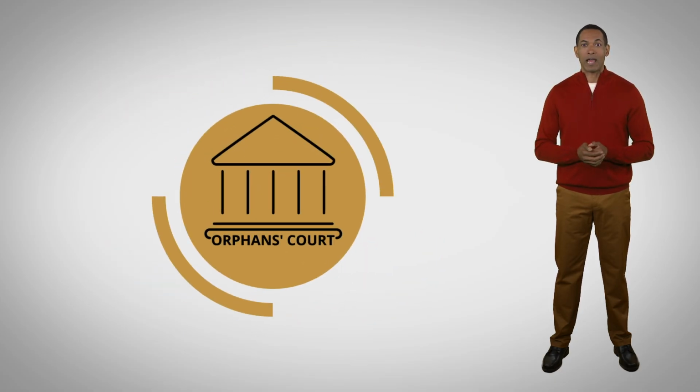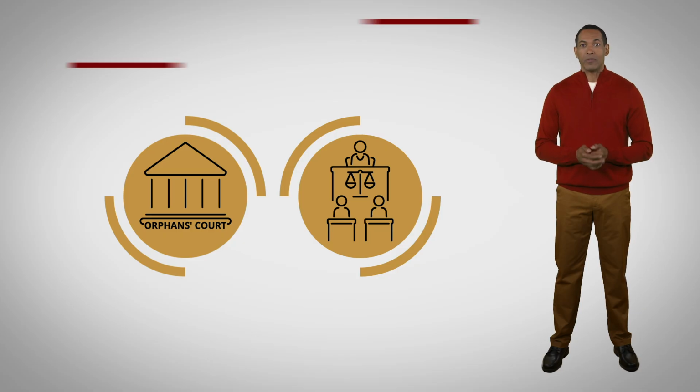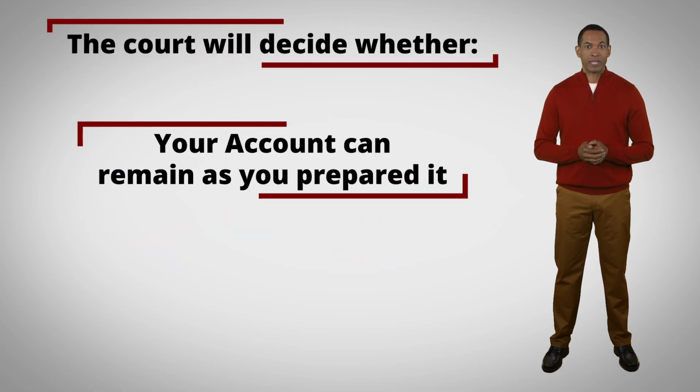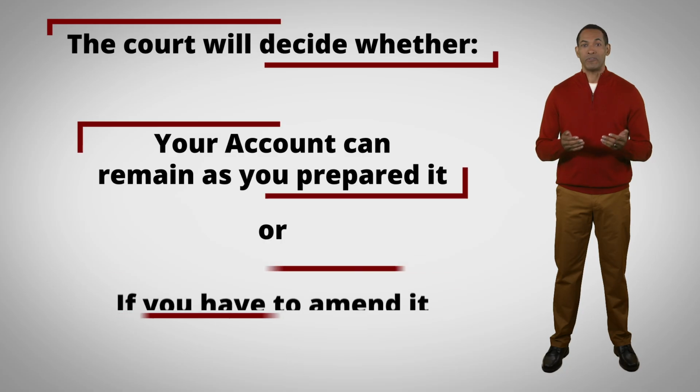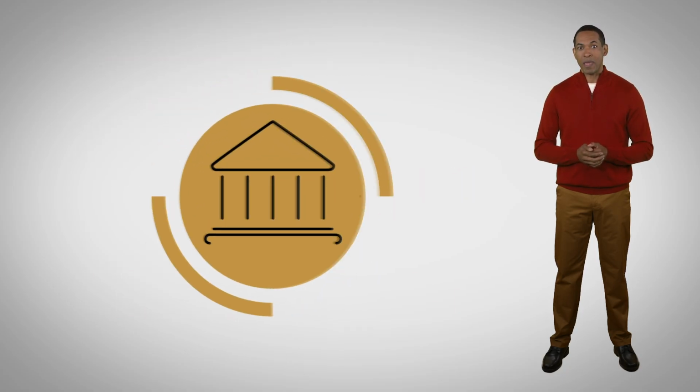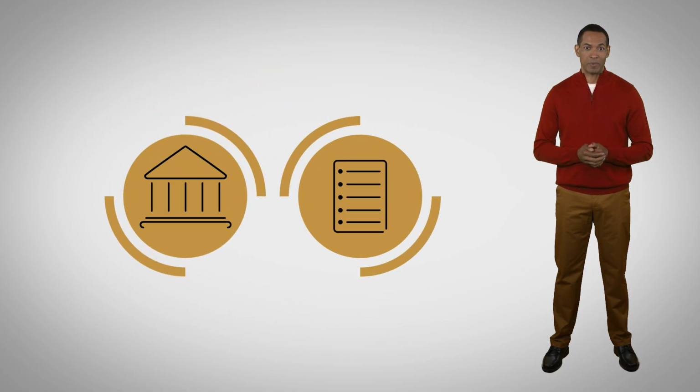The Orphans Court will have a hearing on the exceptions. The court will decide whether your account can remain as you prepared it, or if you have to amend it. The court may provide instructions regarding the amendment. If you need to respond to exceptions, consider speaking with a lawyer.